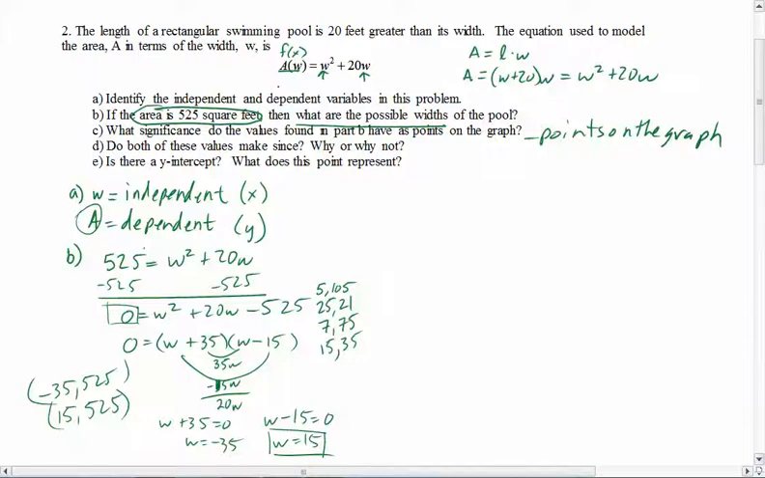All right, then we go on to letter D. Do both of these values make sense? And we kind of already answered that question. No, because the width can't be negative.